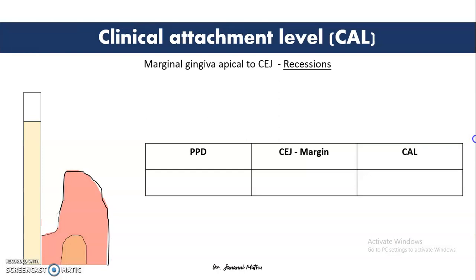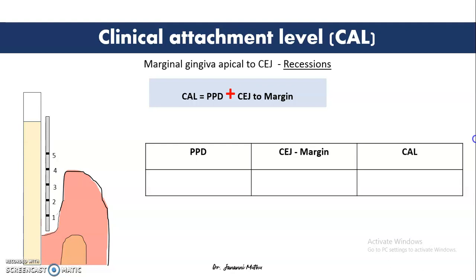Now let's see how to measure CAL if marginal gingiva is apical to CEJ, that is in case of recession. We already know we need 2 measurements to calculate CAL. One is the probing pocket depth and second is the distance from cemento-enamel junction to the margin. In this case, CAL is calculated by adding both the values. CAL is the sum of probing pocket depth and the distance from CEJ to the margin.